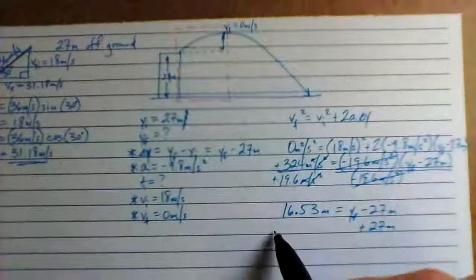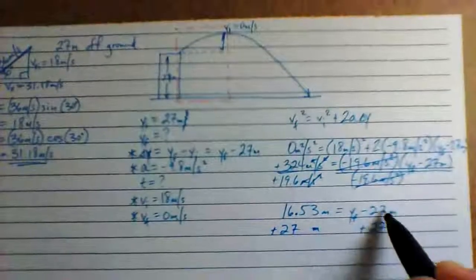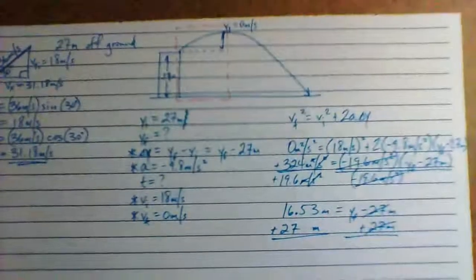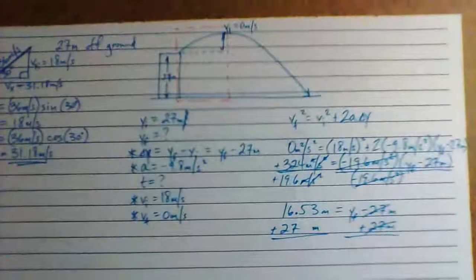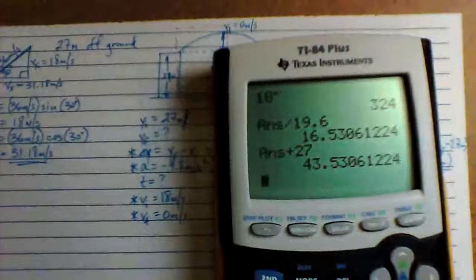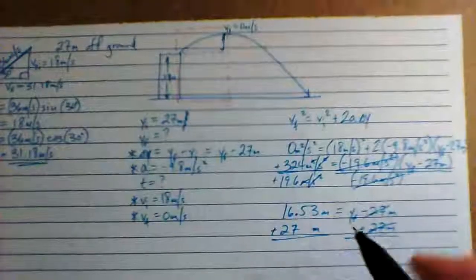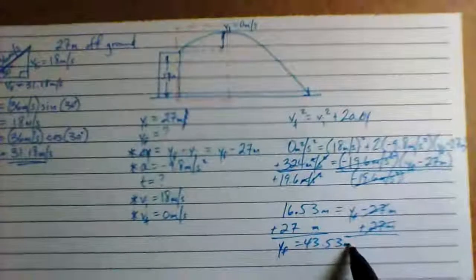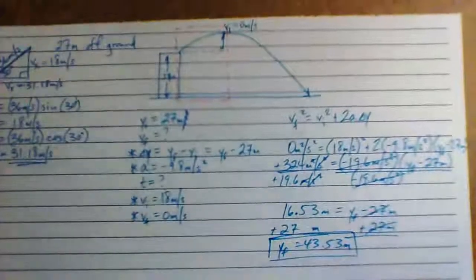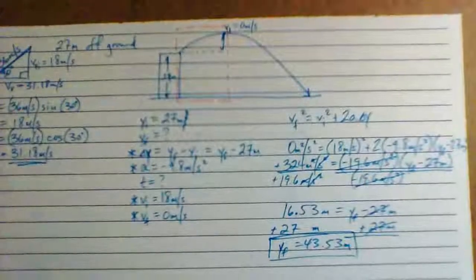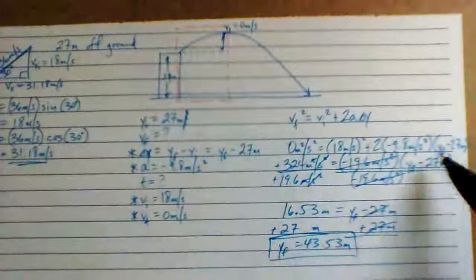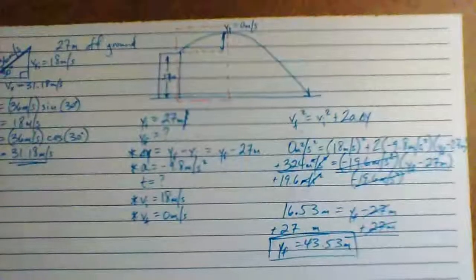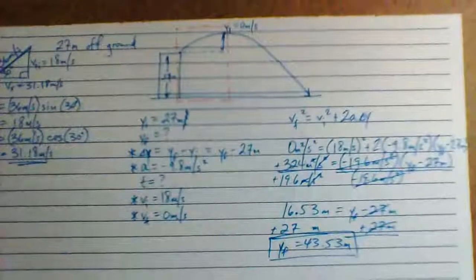Plus 27 meters, plus 27 meters, cancels out on the right side. So I get my final height is 43.53 meters. And I know that that is with respect to the ground, not with respect to the top of the building, because I solved for it here and included it in the equation. All right, I'm actually going to go ahead and stop it here and continue with the next part in another video.